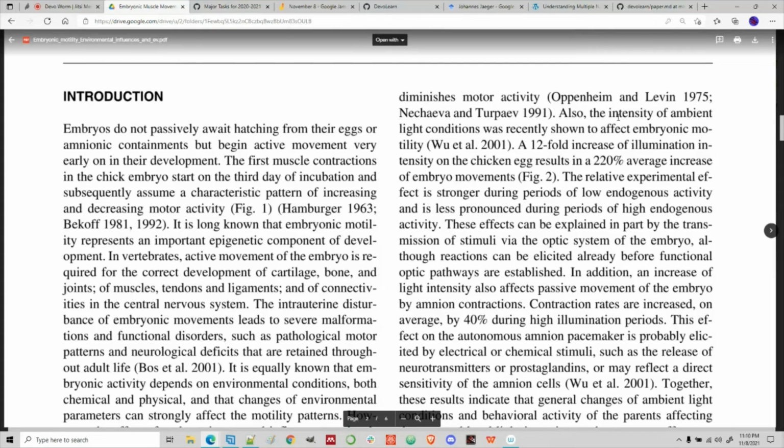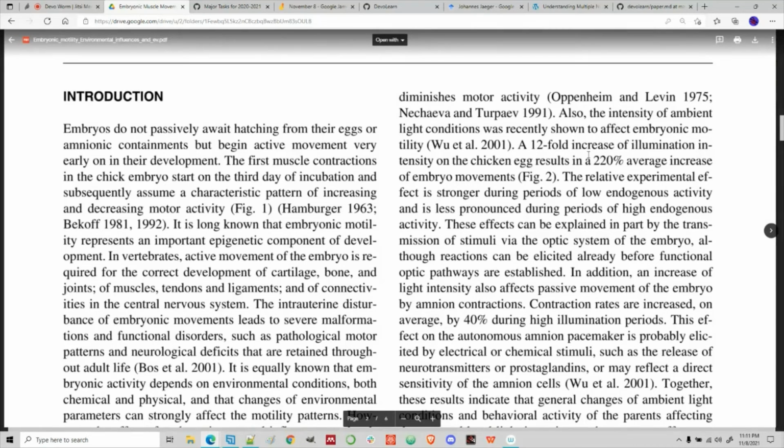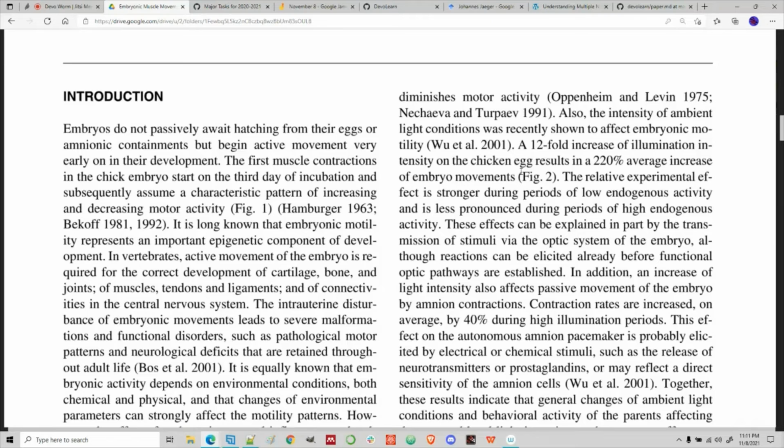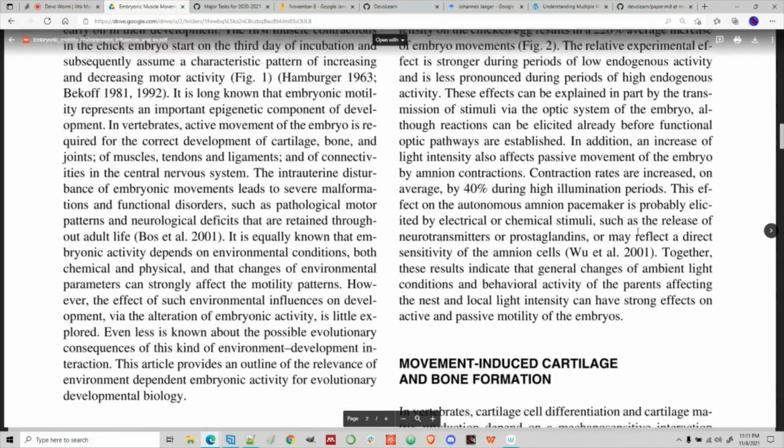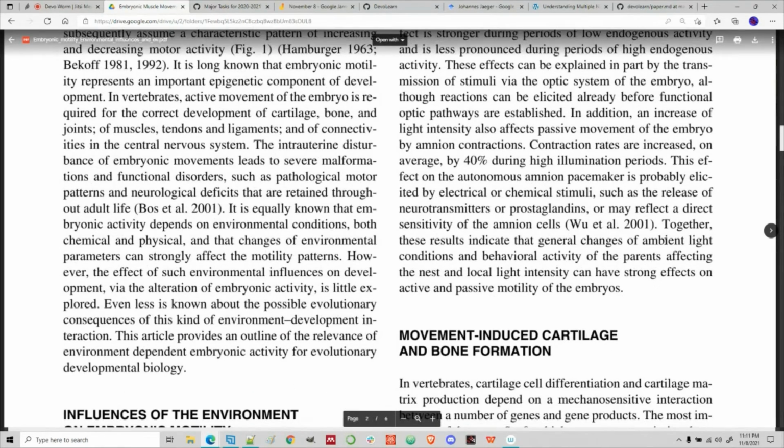Okay? Also, the intensity of ambient light conditions were recently shown to affect embryonic motility. So this is another thing, that light conditions also play a role. Chicken eggs respond to a 12-fold increase of illumination by resulting in a 220% average increase of embryo movements. So if you expose the chicken embryo to bright light, it moves more and it moves faster. So this is all endogenous activity. This is not necessarily driven by the nervous system per se, but we see a lot of these environmental effects that affect movement.